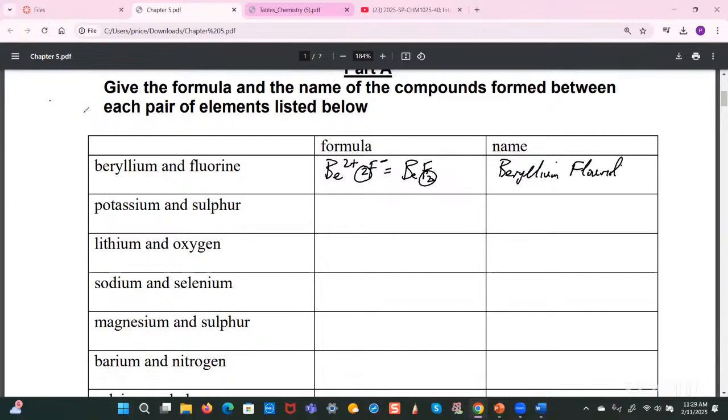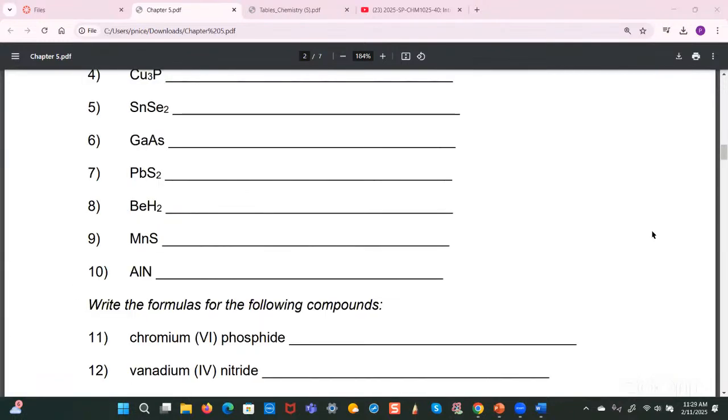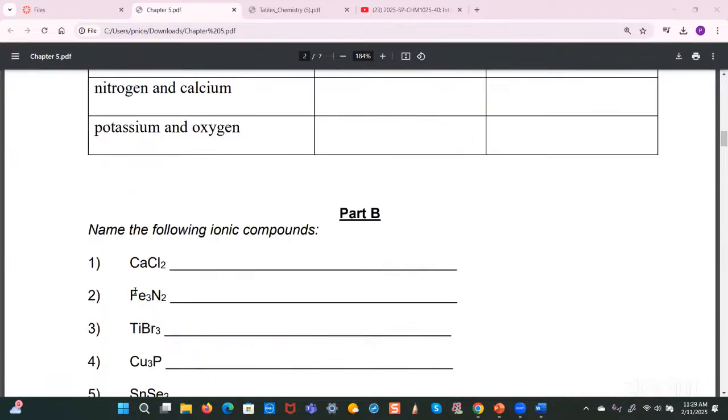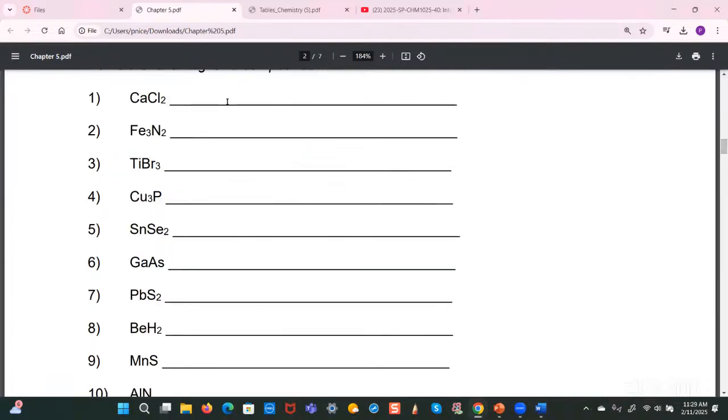I know why I couldn't erase that. Okay, that cleared that. Let's scroll down. Okay, so in this case there are some of these which involve the type of ions I just mentioned. So let me start off with the first one here. For the first one, the name of this compound is calcium chloride, exactly. All right, so that one is simple enough.